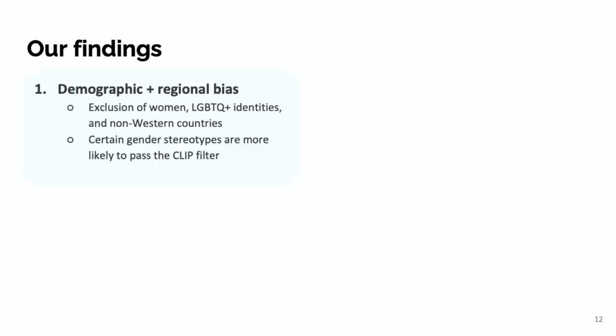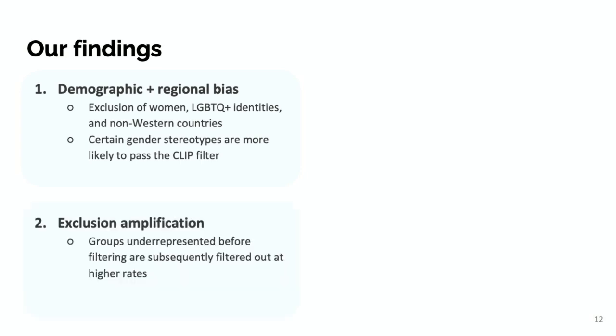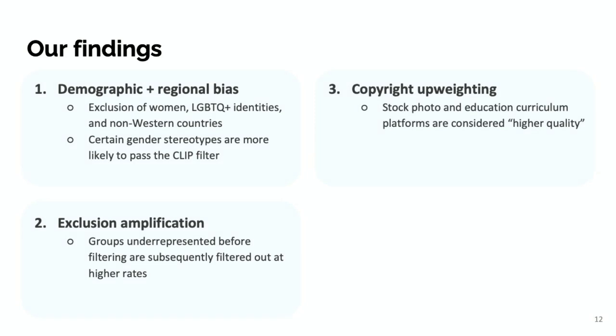So here's a summary of our findings. First, we find that CLIP filtering disproportionately excludes data relating to women, LGBTQ+ identities, and non-Western regions. We also find that certain gender stereotypes are more likely to pass the CLIP filter in comparison to the stereotypes paired with a different gender. Second, we demonstrate this instance of bias that we call exclusion amplification, where groups that are already underrepresented on the web, for instance, before filtering, are subsequently filtered out at higher rates.